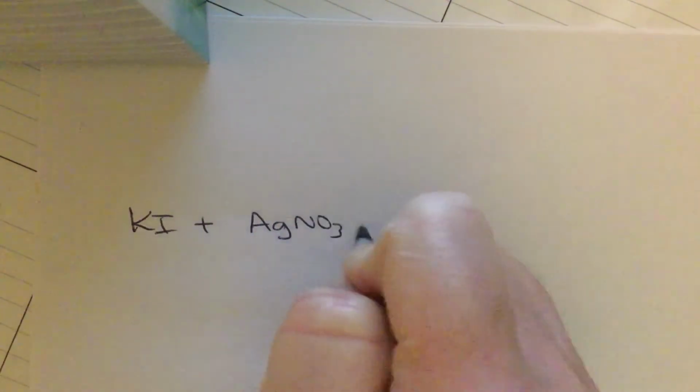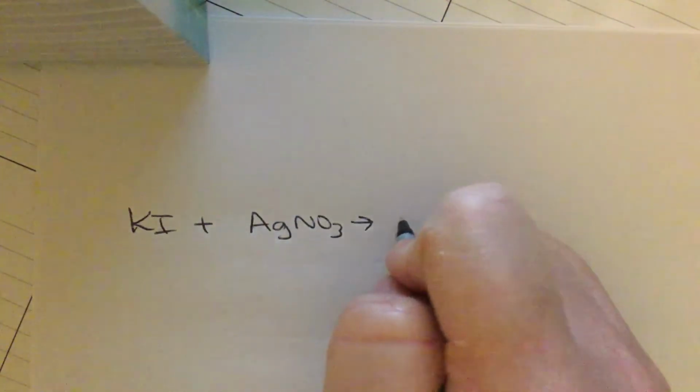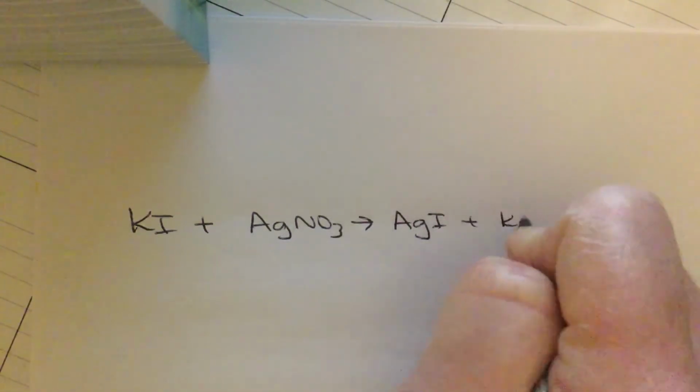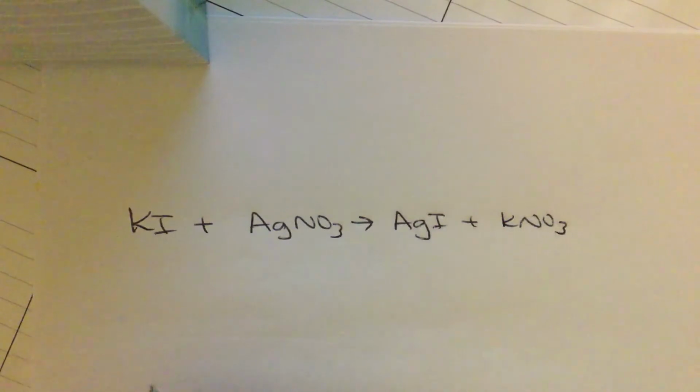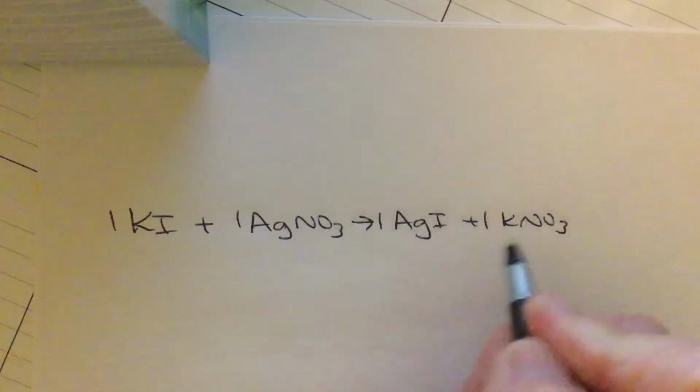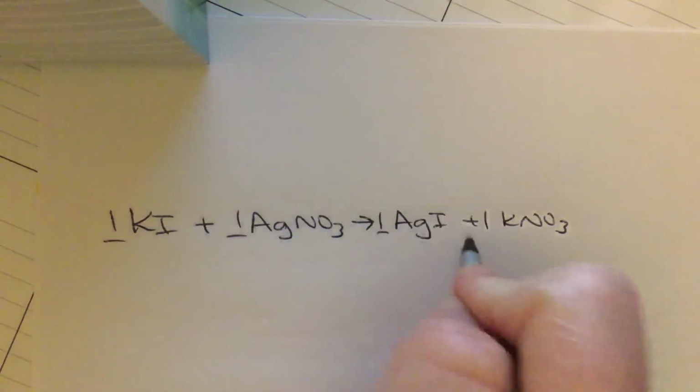So let's say we have, let's do a bigger one this time. Let's do KI plus AgNO3. It's double replacement. So it's going to make AgI, which will be my solid, plus KNO3. And it's already balanced, which is lovely. So it's 1 to 1 to 1 to 1.